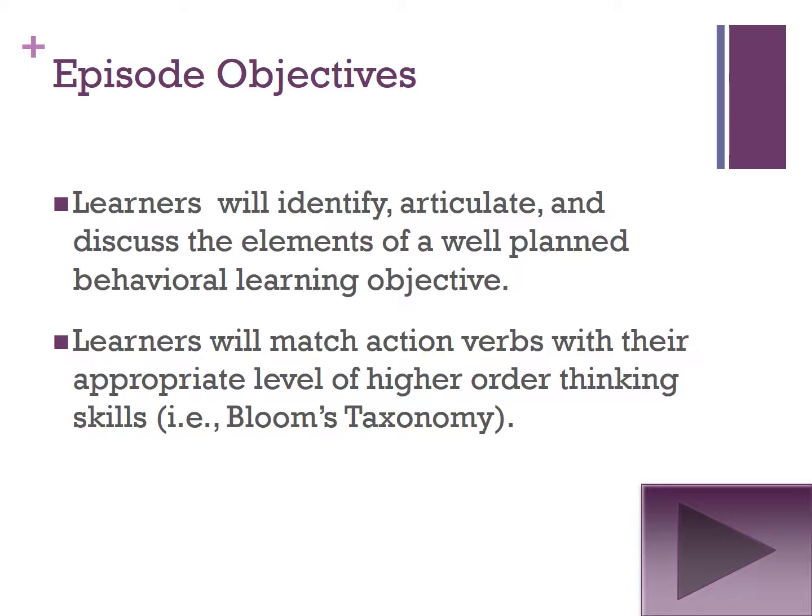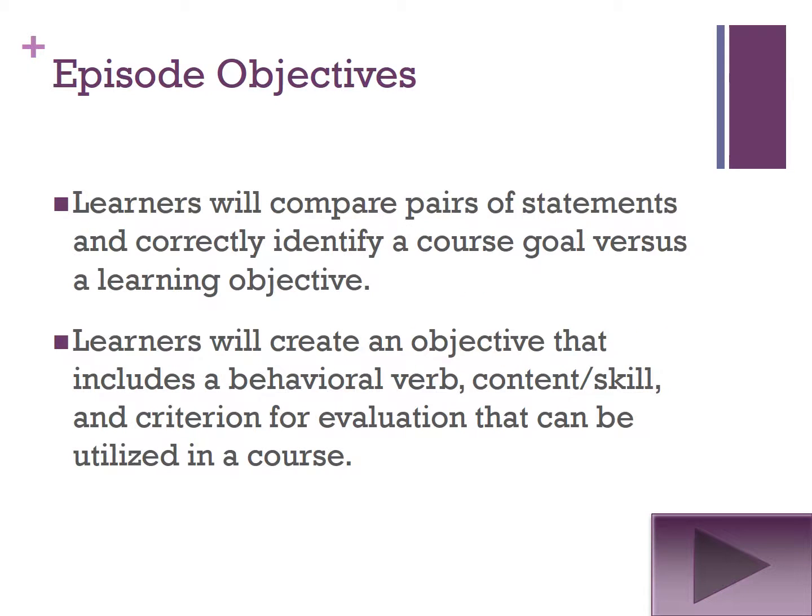Our second goal is to practice manipulating the different action verbs in the levels of Bloom's taxonomy by matching these action verbs with the appropriate level of higher order thinking skills that each one is meant to develop. The third goal of this episode is for you to compare pairs of statements and correctly identify which ones are course goals versus learning objectives. Our last goal is for you to create one or several objectives that include all 3 critical elements to be a complete behavioral learning objective, and hopefully apply these in a course that you are teaching or you will teach.